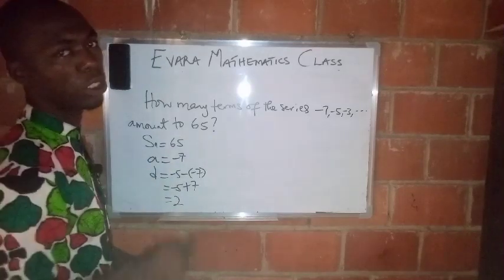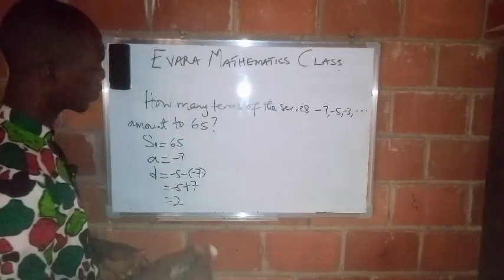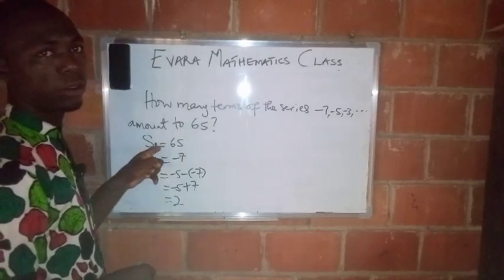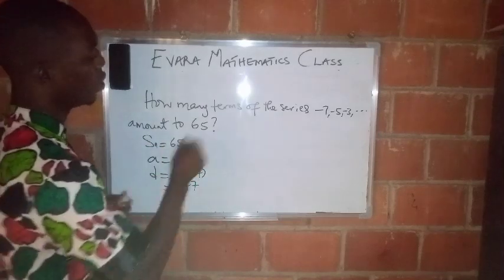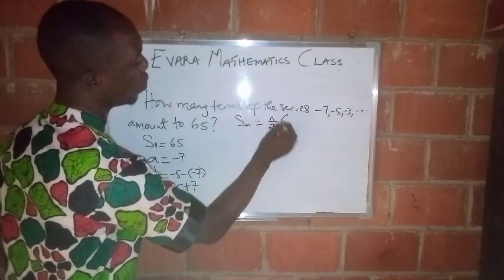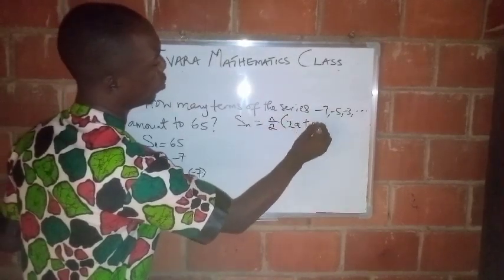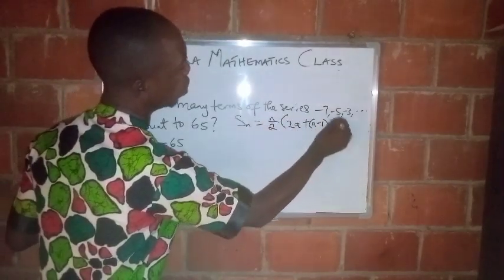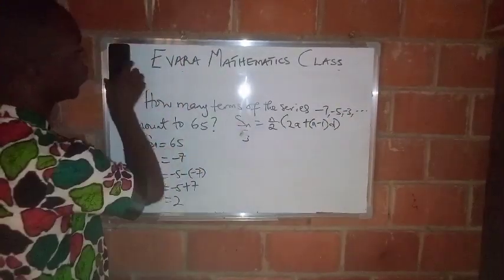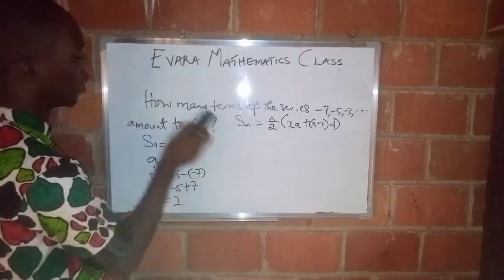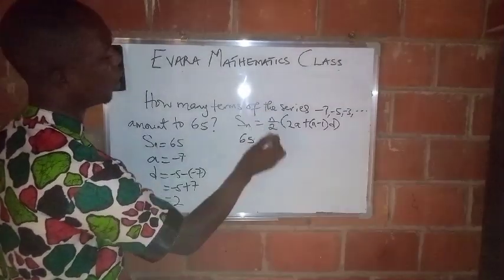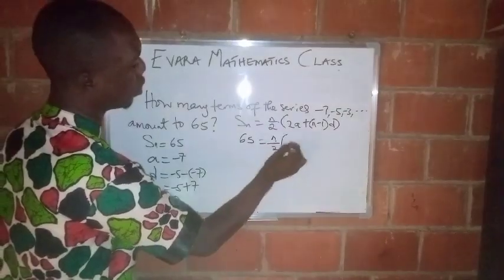Now we've gotten the sum, the first term, and the common difference. Now we have to get the number of terms. The number of terms can be gotten by using the formula for the sum of terms. And the formula is Sn equals n over 2 into 2a plus n minus 1 multiplied by d. So now the sum of terms we are given here is 65. This is 65. N is what we are trying to get.